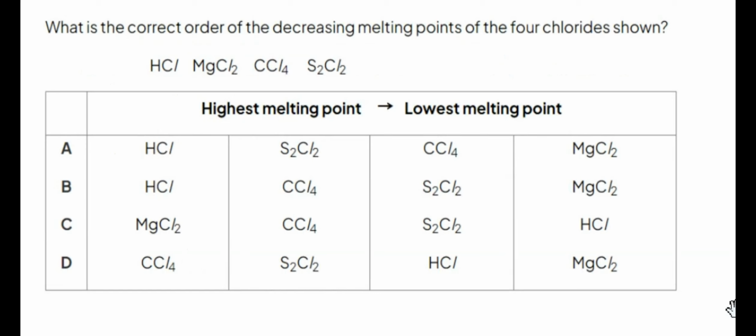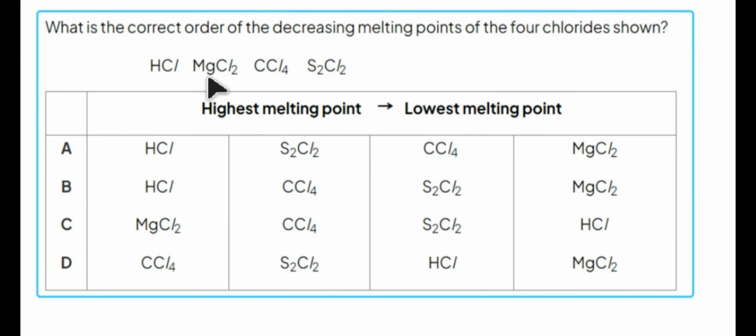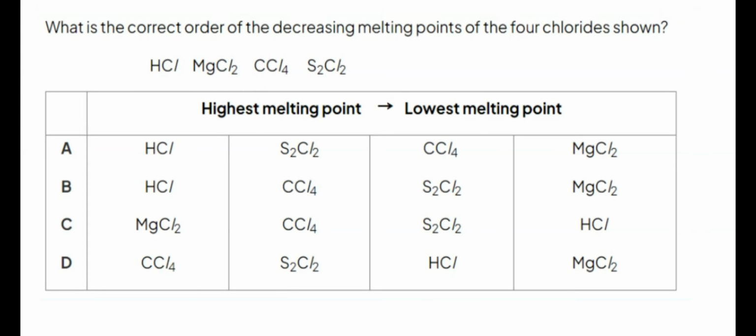Question number 2. What is the correct order of the decreasing melting points of the 4 chlorides shown? HCl, MgCl2, CCl4 and S2Cl2. As we know that among all of these, magnesium chloride has ionic character. This is an ionic compound. Hence, MgCl2 will have the highest melting point. HCl, CCl4 and S2Cl2 are simple covalent molecules. Hence, option C should be the correct option.